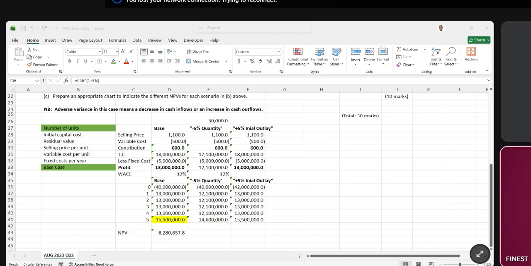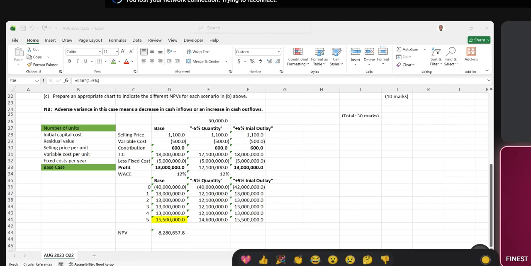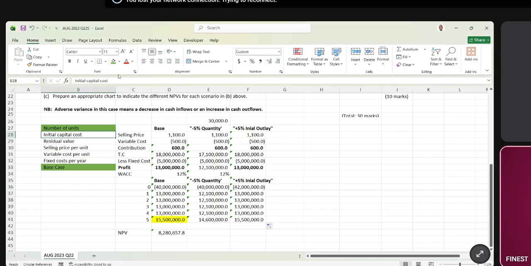Now, what you're saying is, everything remains to be the same except the initial outlay. Higher. Now, do we have this? Is it making sense for all of us? Yes. Okay, good. Thank you. Now, so we are done with this.